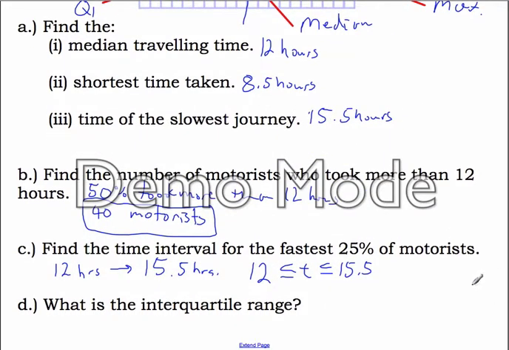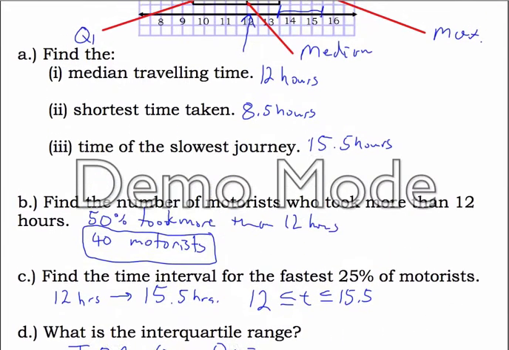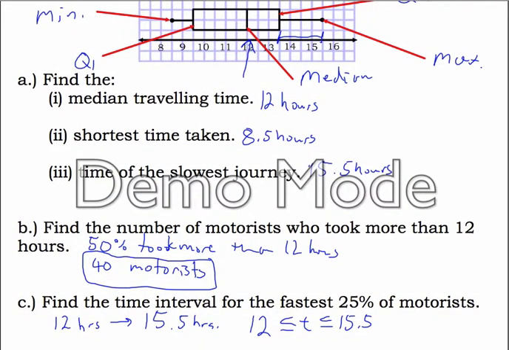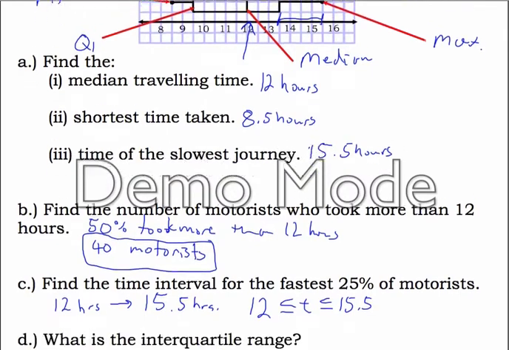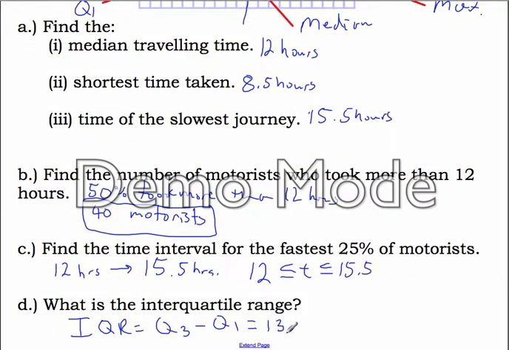Alright, so what's the interquartile range? That's going to be, so your IQR is Q3 minus Q1, which equals, in this case, 13.5 minus 9.5. So 13.5 minus 9.5, which equals 4.